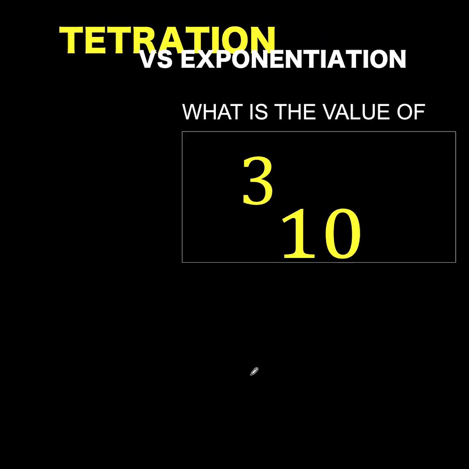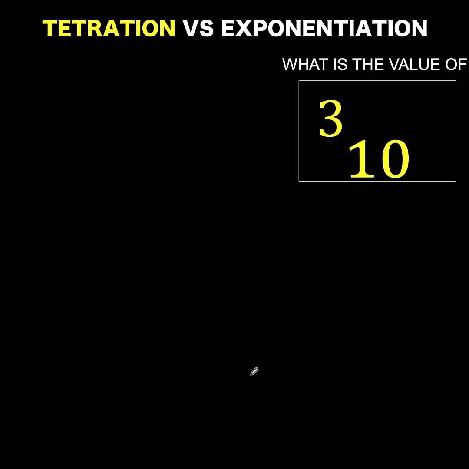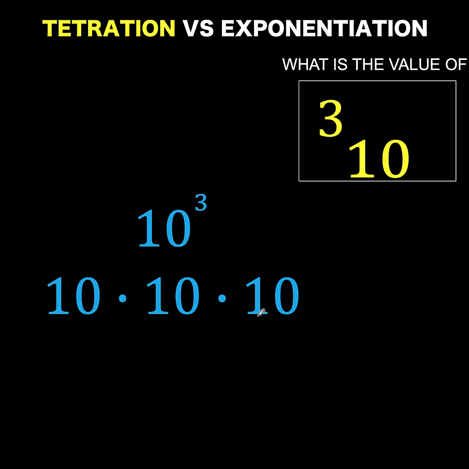Now let's solve this problem together. Let's begin with something that we are familiar with, exponents. So when we have 10 to the third, this means we multiply the base 10 three times. And this is equal to 10 times 10 times 10, which is equal to 1000.